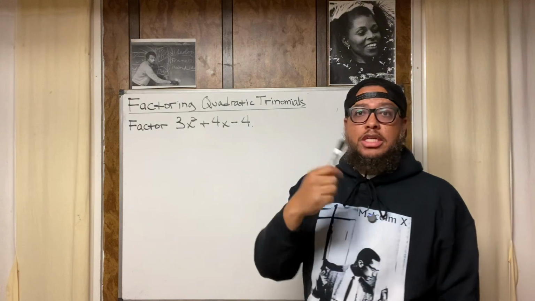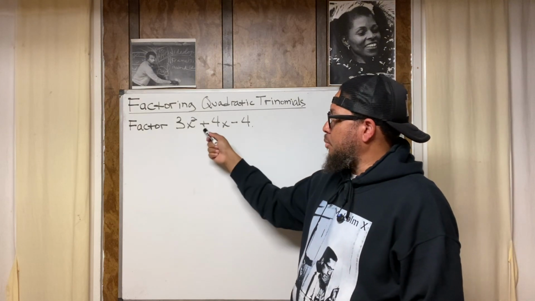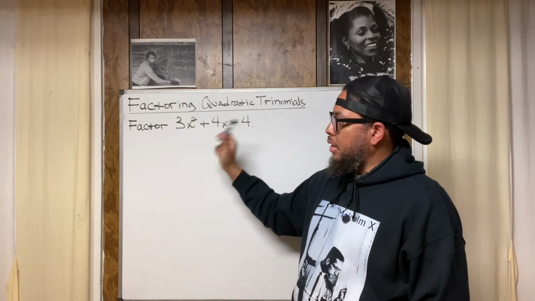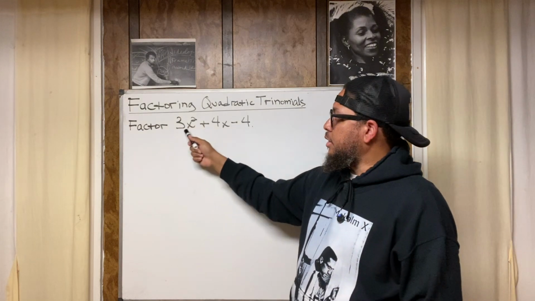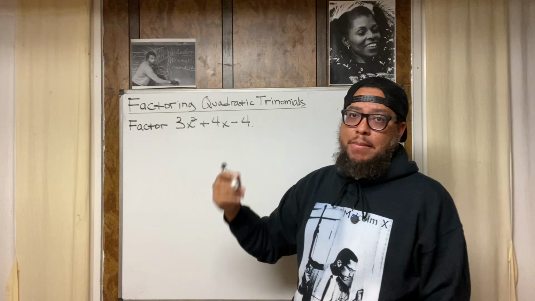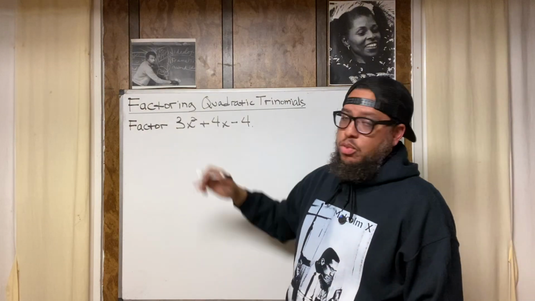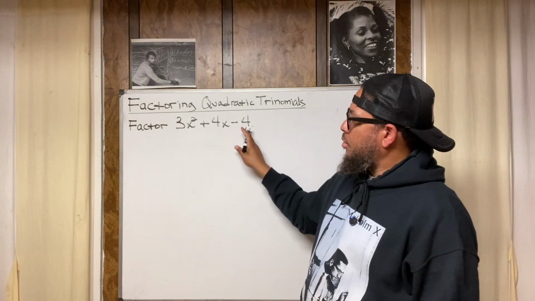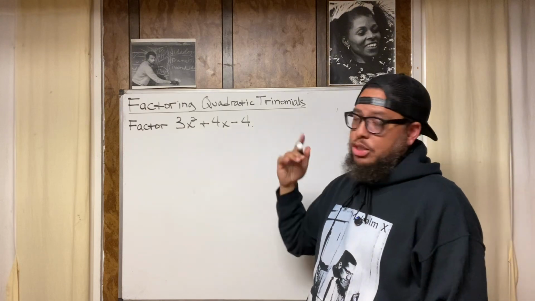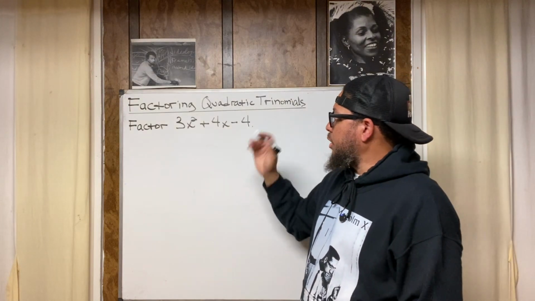All right. Terms are separated by plus signs and minus signs. Somebody might look at this and say, well, that's 1, 2, 3, 4, 5. No, it's not, because these 2 terms are not separated by a plus or minus sign. So 3x squared is 1 term. 4x is 1 term. 4, or actually -4, is 1 term. All right, so we got a trinomial and it's quadratic.